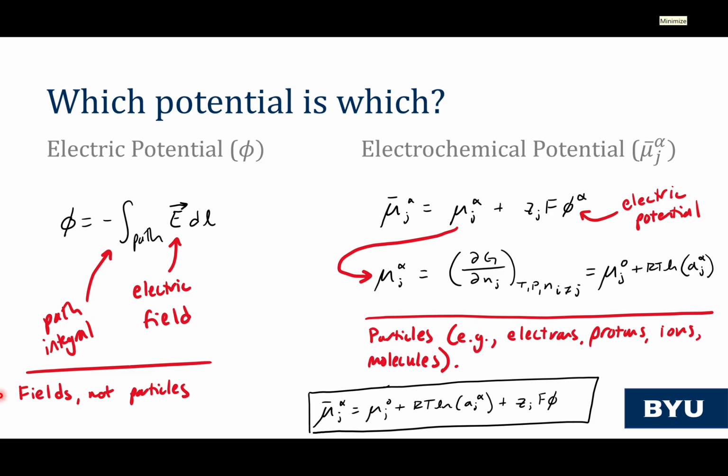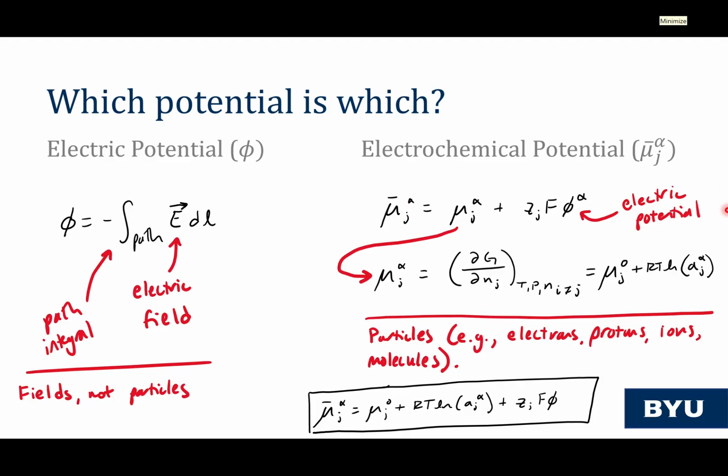We also have the electrochemical potential, and this is really what we are typically meaning when we say potential in electrochemistry. This is the potential that is driving equilibrium. It's driving a lot of things. It's driving mass transfer, and in this case, electrochemical potential, unlike electric potential, has to do with particles. So it's the electrochemical potential of a particle in a phase. So particle J in phase alpha, for example.